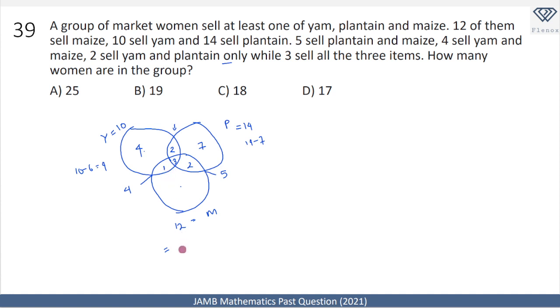5 plus 1 is 6. So that will be what? 12 minus 6, and that is equal to what? 6. So the number that cell may is only equal to 6. So the total number of women is just going to be what?